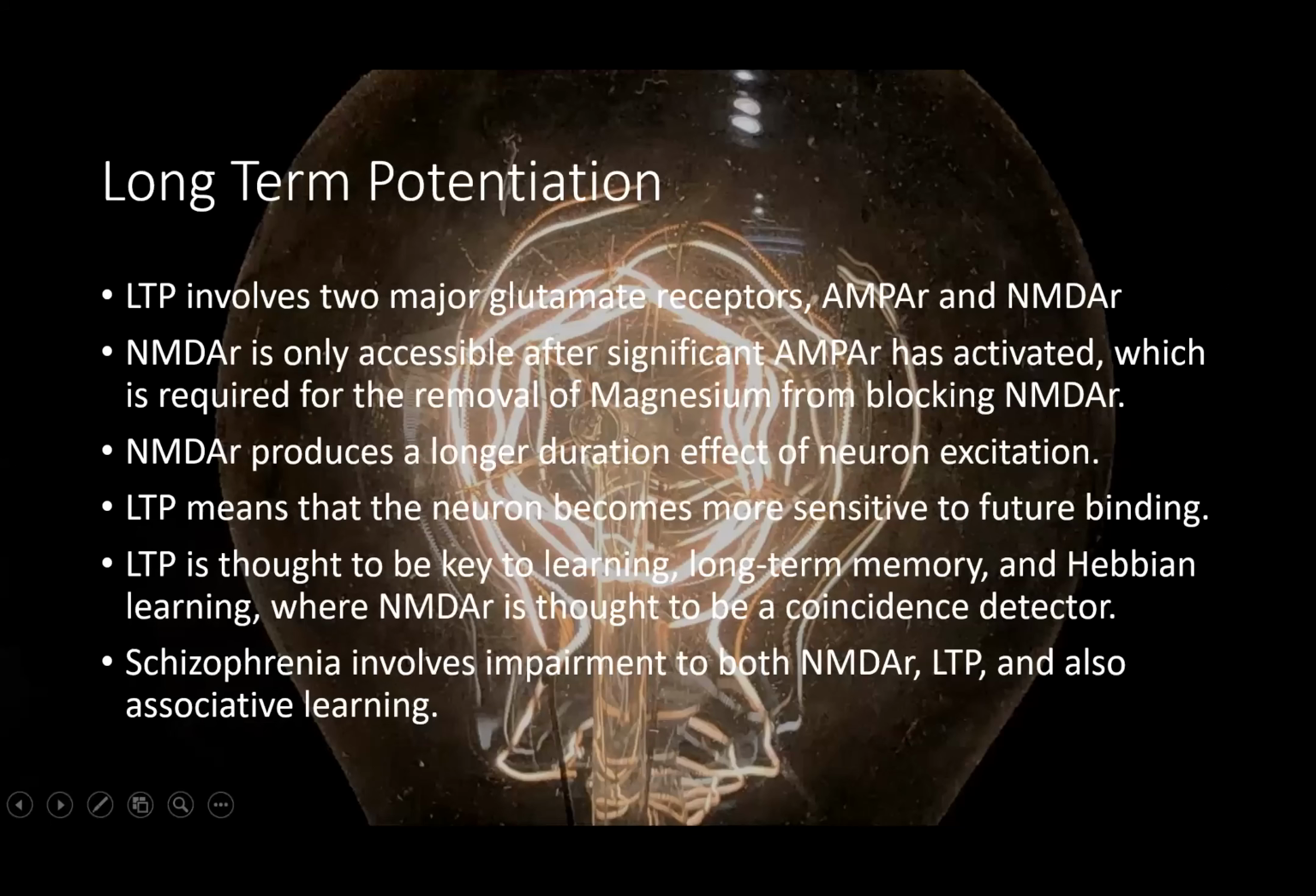Okay, so we'll start with long-term potentiation. There are two major glutamate receptors that exist on a huge amount of neurons in the brain, and that would be the AMPA receptor and the NMDA receptor. So there are some interesting differences between these two receptors that might help to explain why different effects occur depending on whether the neuron is bound at the AMPA or the NMDA receptor.